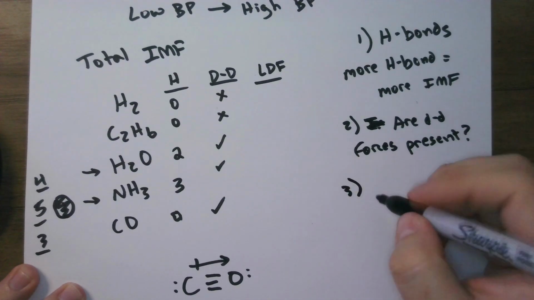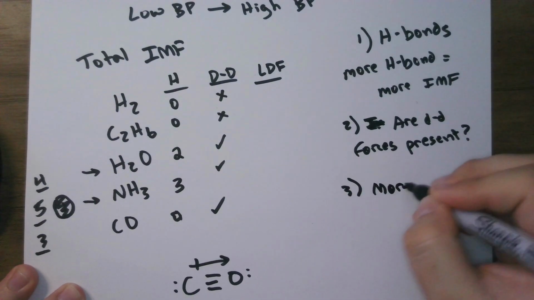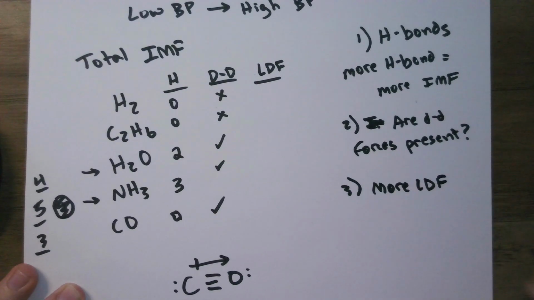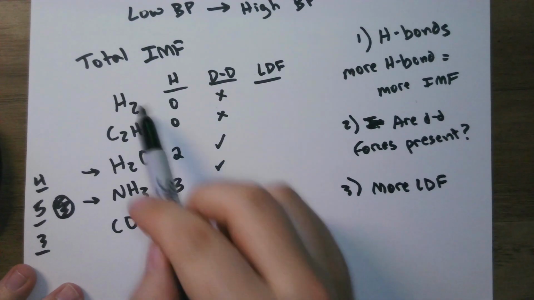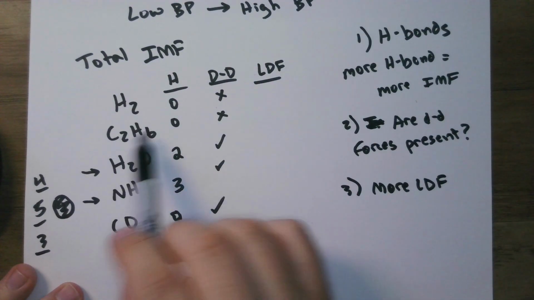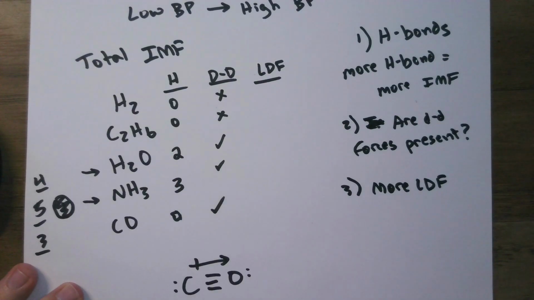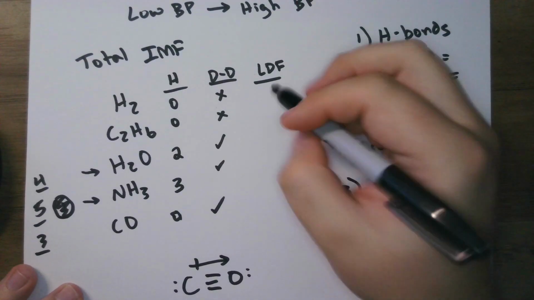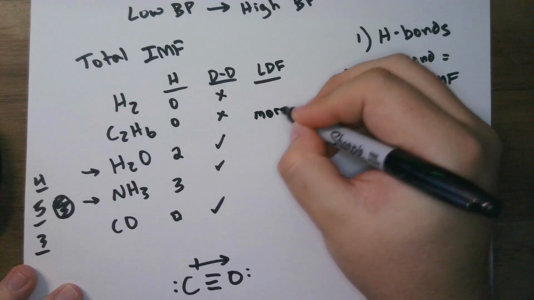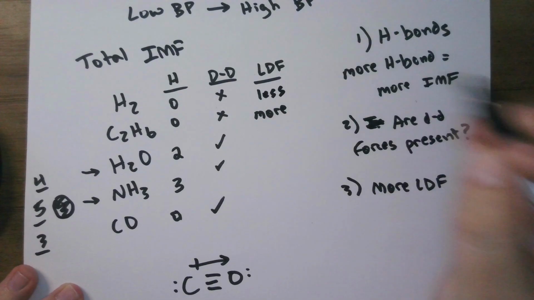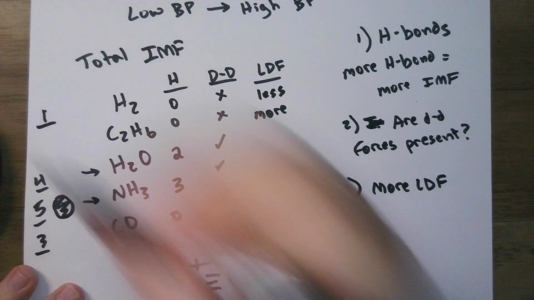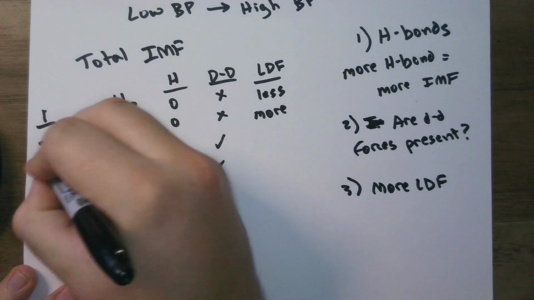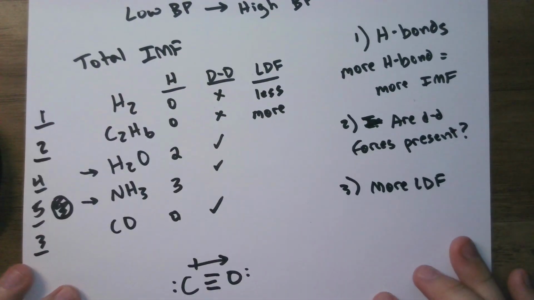And then 3, you're just going to pair which one has more London dispersion forces. We know they all have them, but which one has more? I'm comparing these two molecules. C2H6 definitely has more molar mass, so I know it has more London dispersion forces than H2. So I know H2 is number 1. It's the weakest, with the lowest boiling point, and then C2H6 would be number 2.